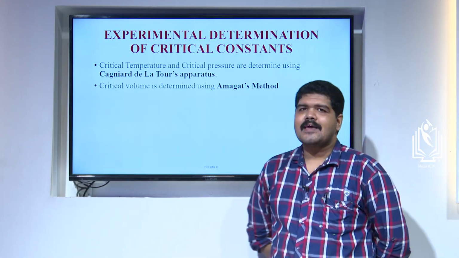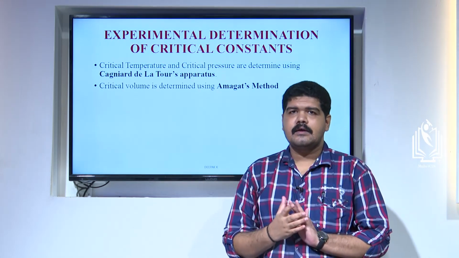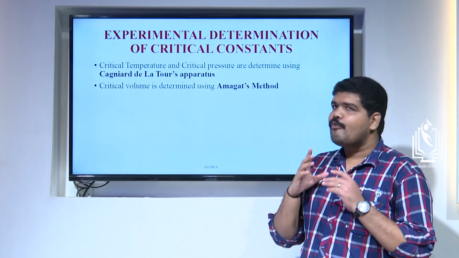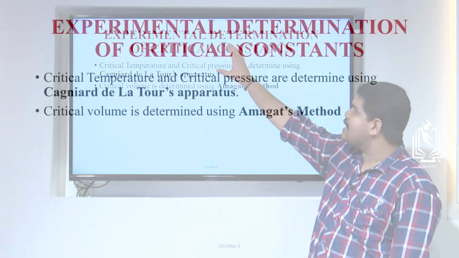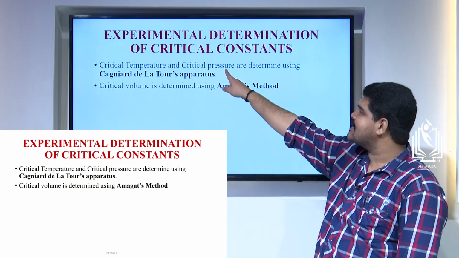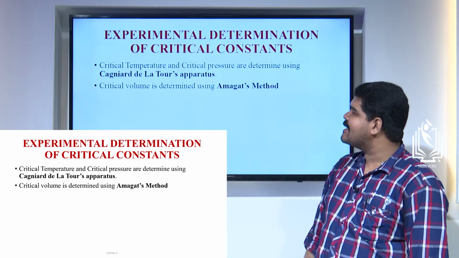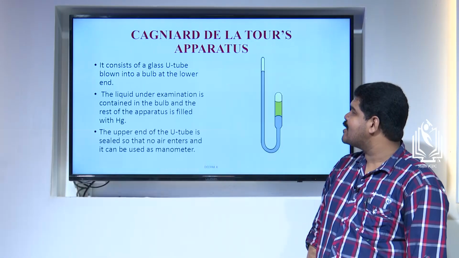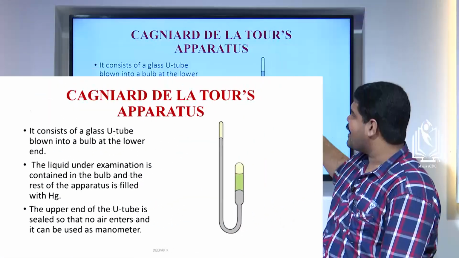Now, this is actually the theoretical explanation about the liquefaction process and the determination of critical constants. Now, how it is done practically or experimentally? So, now we are looking at the experimental determination of these critical constants. Critical temperature and critical pressure are determined using Cagniard-de-la-Tour's apparatus, and critical volume is determined using Amagat's method. Now, look at this Cagniard-de-la-Tour's apparatus. This is actually the apparatus.